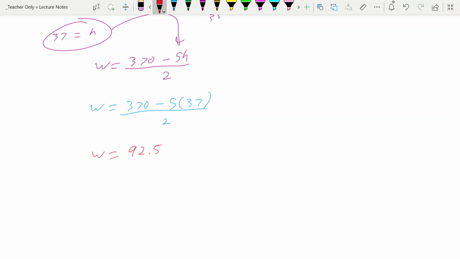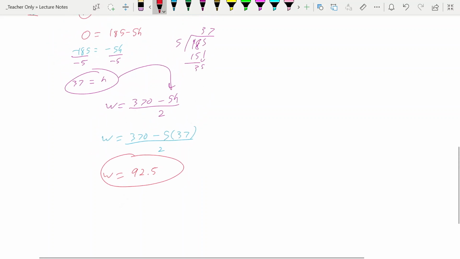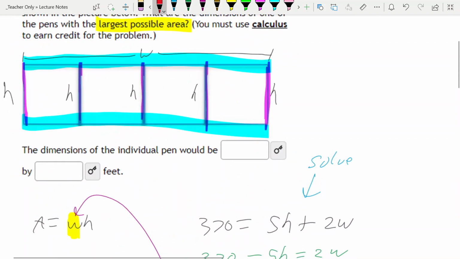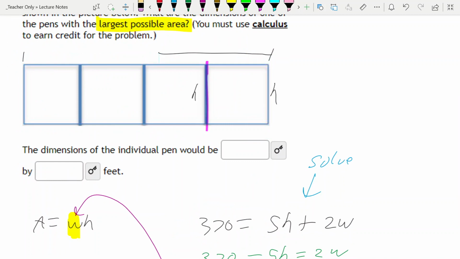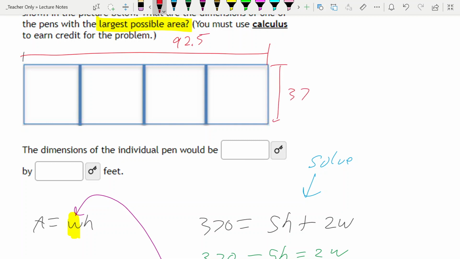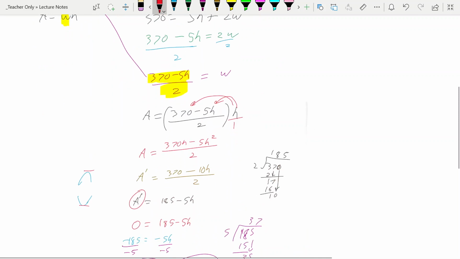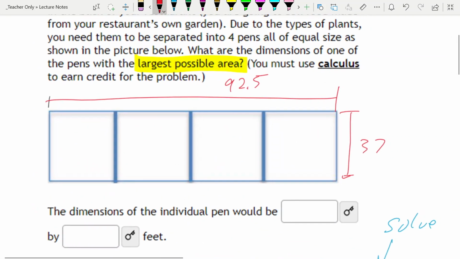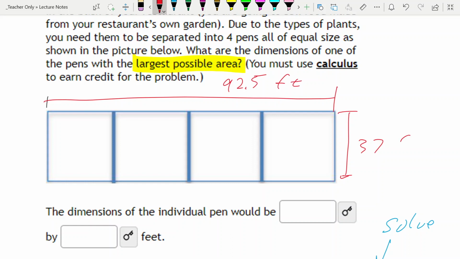All right, let's go back and read carefully. Okay. What do we say? 92.5 and 37. So I now know from here to here is 92.5, and I already forgot, I believe from here to here was 37. I'm going to double check because it's always better to check and make sure you got it right. 37, 92.5, 37, 92.5. Perfect. And what are the units? Feet and feet.